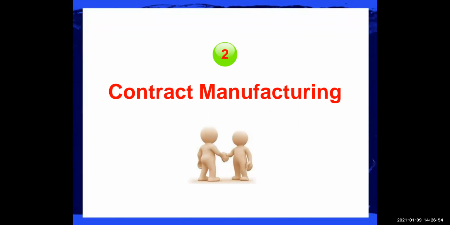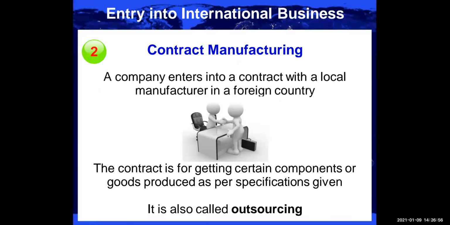The second one is contract manufacturing, which is another entry into international business. A company enters into a contract with a local manufacturer in a foreign country. The contract is for getting certain components or goods produced as per the specification given, and it is also called outsourcing.